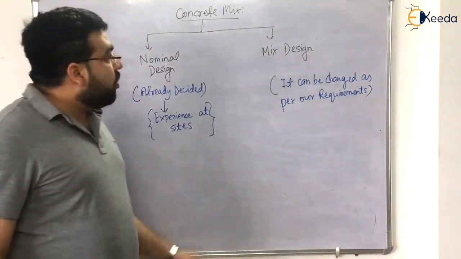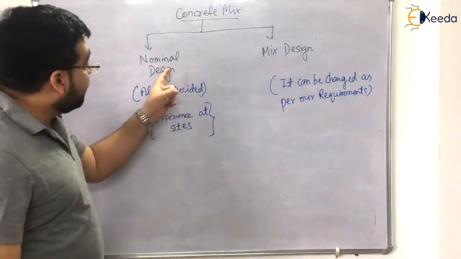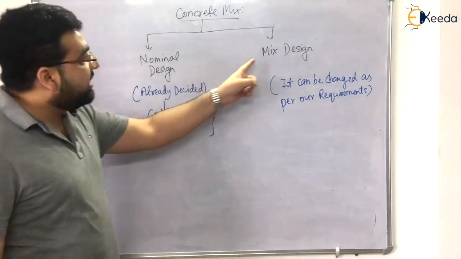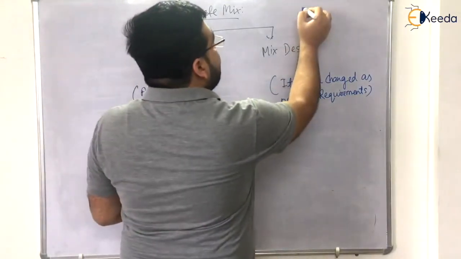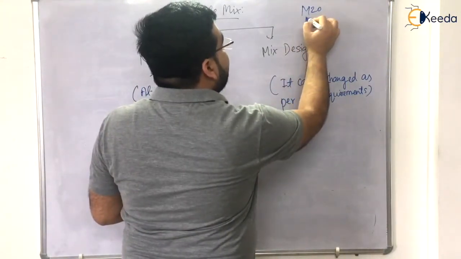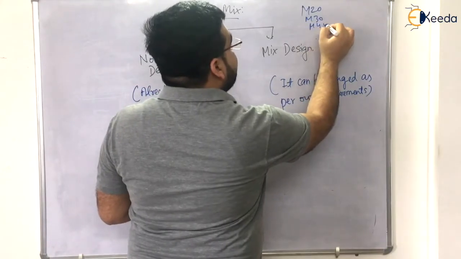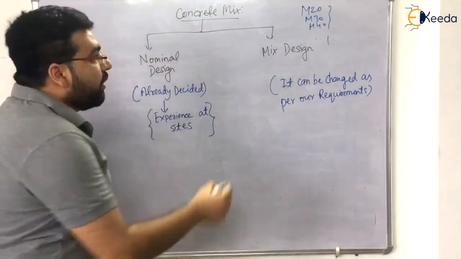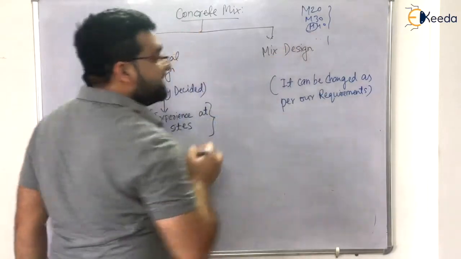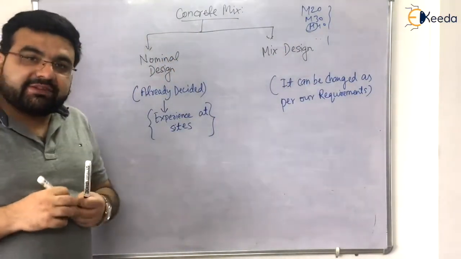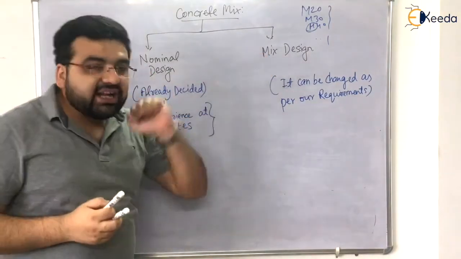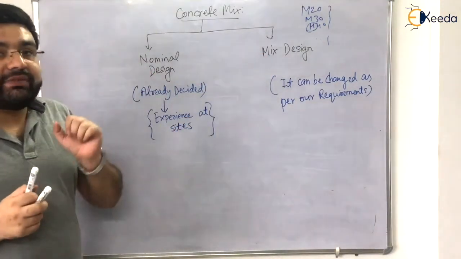I told you that concrete mix is of two types. First one is the nominal design mix and the second one is the mixed design, right? Now, I have told you that you must have seen M20, M30, M40, and so on. So what is this M? M is the mixed design. Now, let us first understand the difference between the nominal design and the mixed design, right? Now, listen to me very carefully.